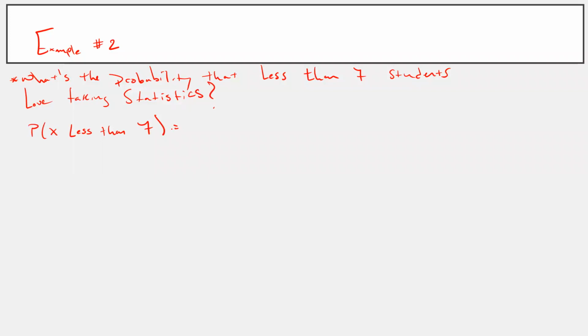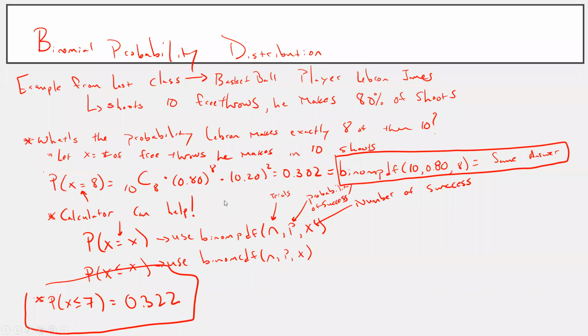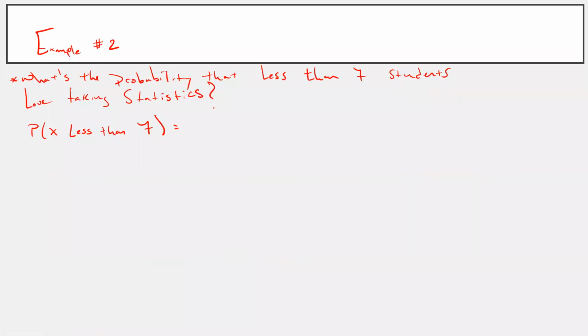All right, so let me ask you this. Going back real quick, is it going to be a PDF or CDF problem? It's going to be a CDF. All right, so when I say less than 7, which is correct? Is it the first option here or the second? Which one is correct, 1 or 2? First one, because it's not less than or equal to. I want less than 7.